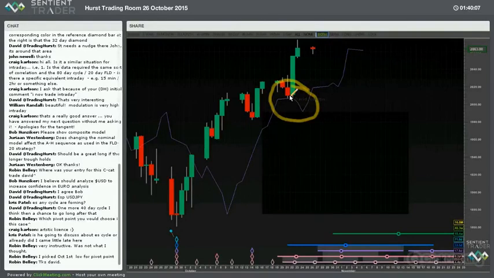Now, I'm pretty obsessed about the way in which price interacts with the FLD. I freely admit it. And when price comes down and touches the FLD like that and bounces back up again, it might just be a kind of chance occurrence. But I sit up and take notice, and that looks very much like a B-C category interaction.